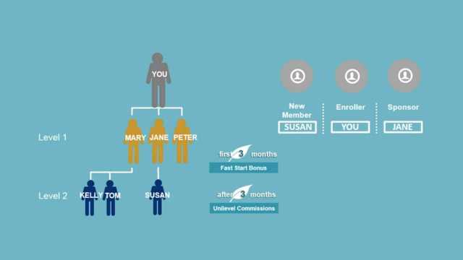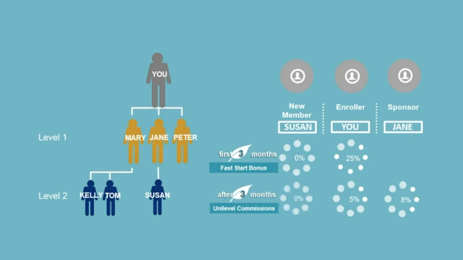Basically, sponsor is the person directly above the new member in the team and will typically earn an 8% commission after the first 3 months of purchase. And you, being Jane's sponsor, will earn 5%. This is under the unit-level compensation scheme. However, as you are also Susan's enroller, you get to earn 25% Fast Start bonus from her purchases in the first 3 months.